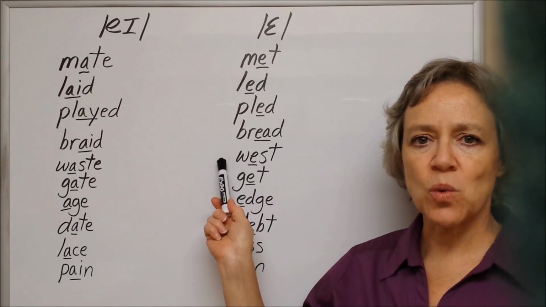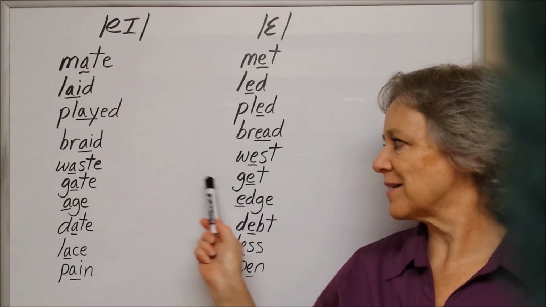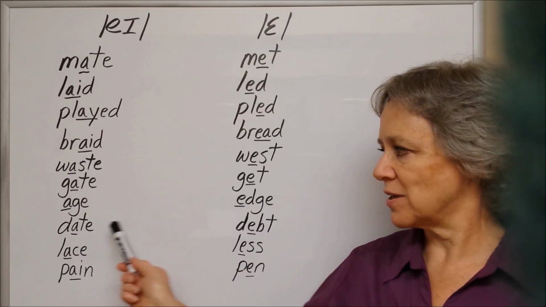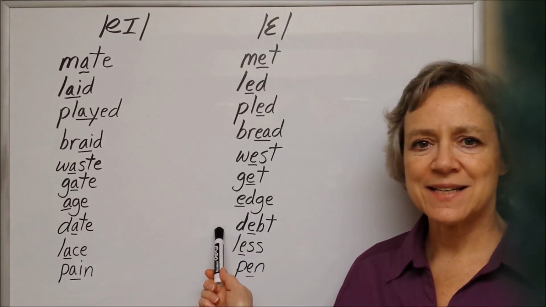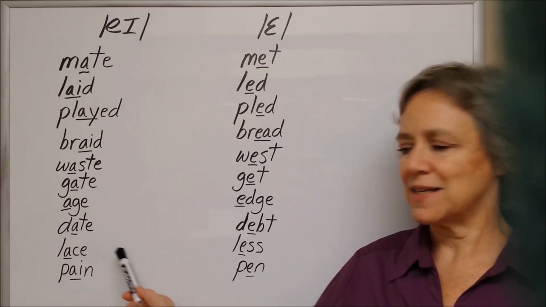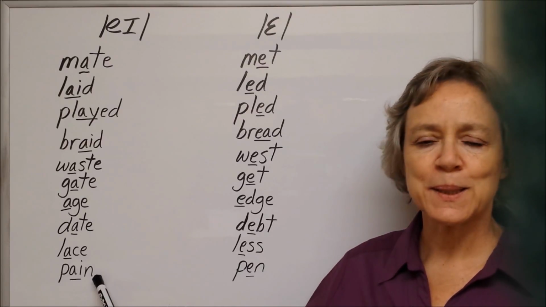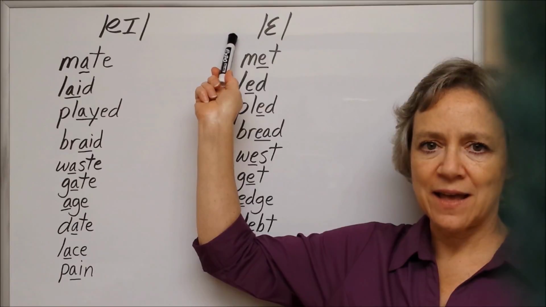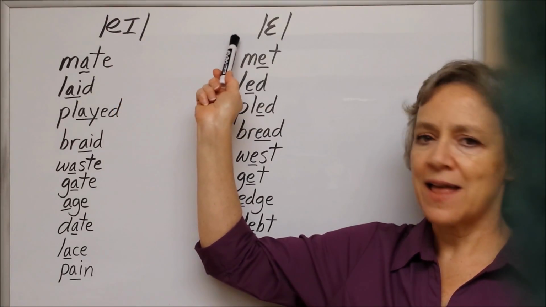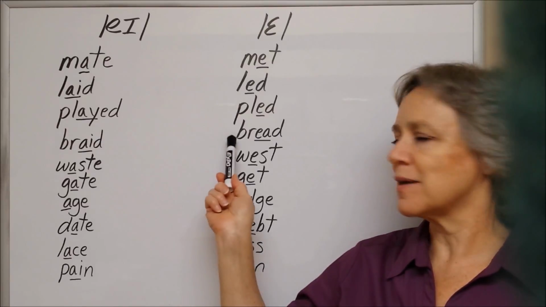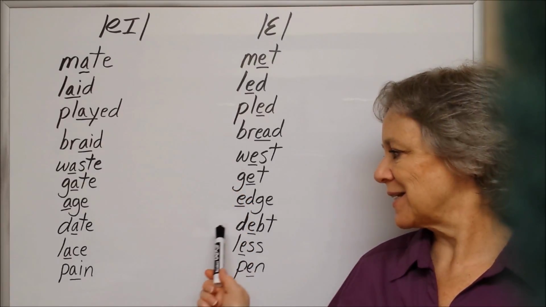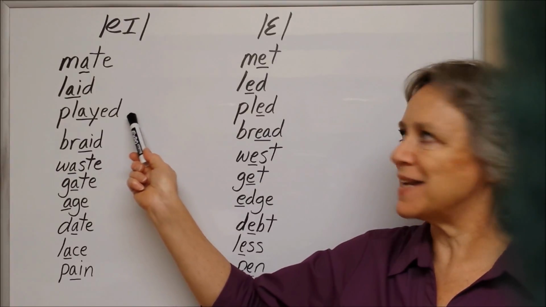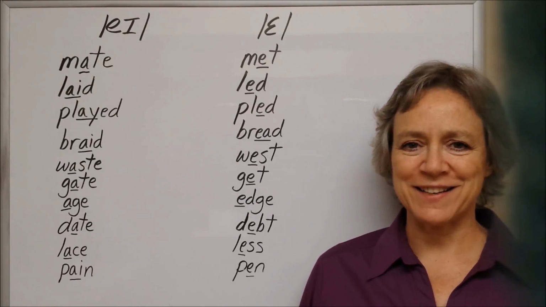waste, west, gate, get, age, edge, date, debt, lace, less, pain, pen. Braid, bread, date, debt, pain, played, fled. Okay, a little bit of practice there.